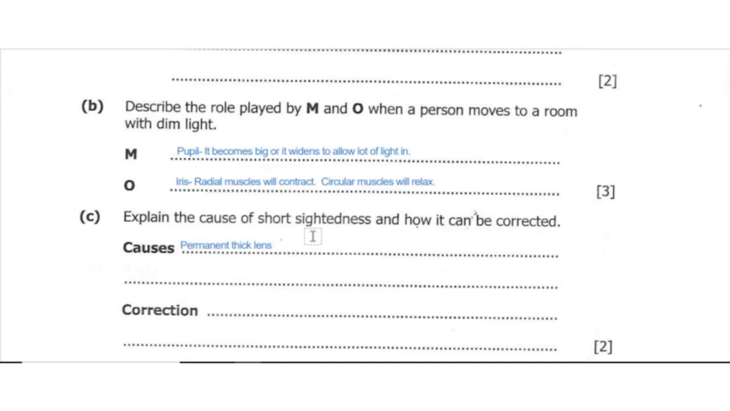Okay, and this will cause someone to be able to see things only from afar. Those things that are near that person, he's not going to be able to see. I don't know if you have seen some people who want to read a book, they put the book far away. That's when they will be able to see. Immediately they bring the book closer to the eye, they don't see.